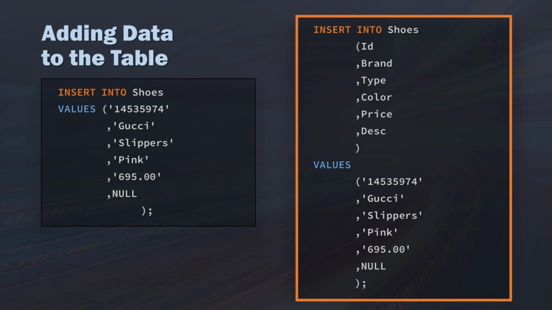So for this example, I could remove the first three, so I could remove the type, brand, and ID. I would just remove those by crossing those out. Then it also removed the first three values here. Now I'm guaranteed that the values pink, $6.95, and then null are going to go into color, price, and description. I would recommend using this method. It's a little bit safer because you have more control. You know exactly where the data is going and into which column.